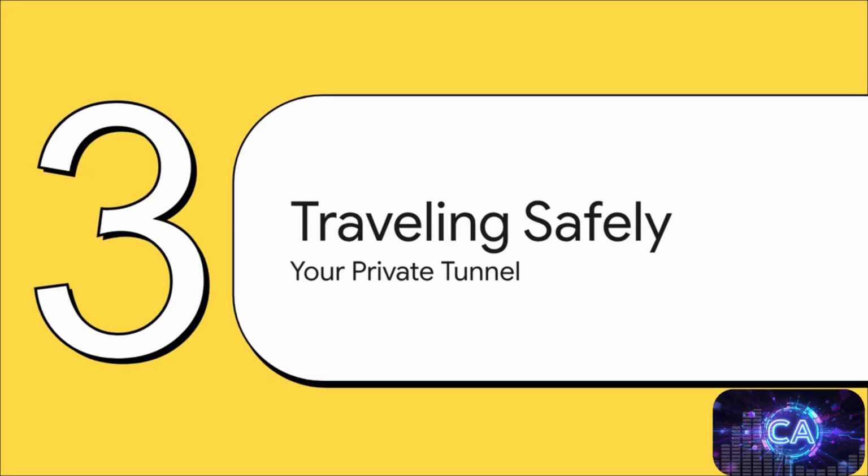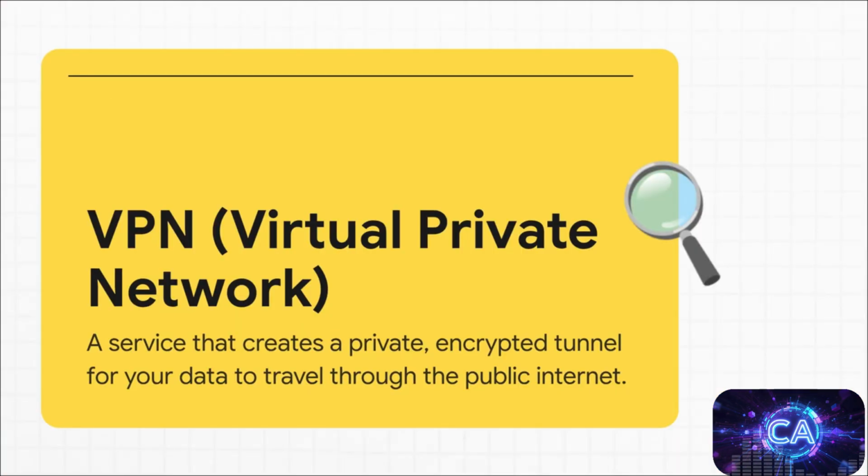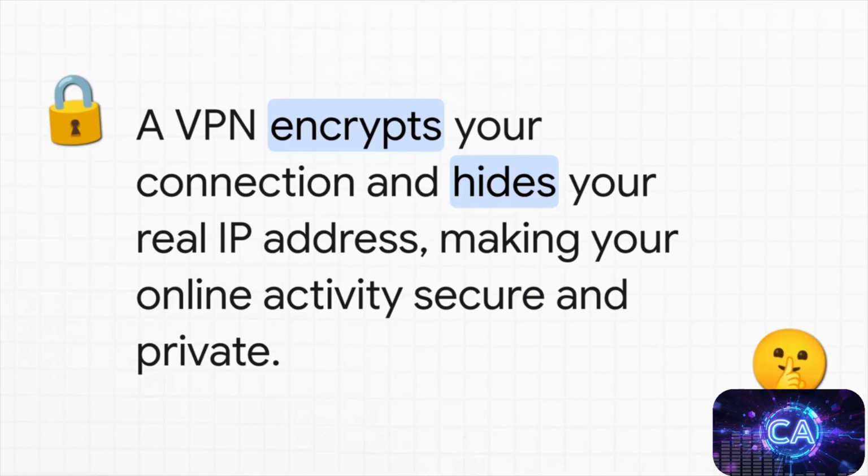Okay, so we've learned how to get around the digital city, but those roads, they're public, very public. Anyone could potentially see where you're going. So how do we travel with a bit of privacy and security? The answer is a VPN, or Virtual Private Network. Now, I want you to picture this. It's like having your own private armored tunnel that you can use to travel through the public city. You're still on the same internet roads, but now you're inside a secret passage where nobody can see what you're doing. A VPN really does two main things.